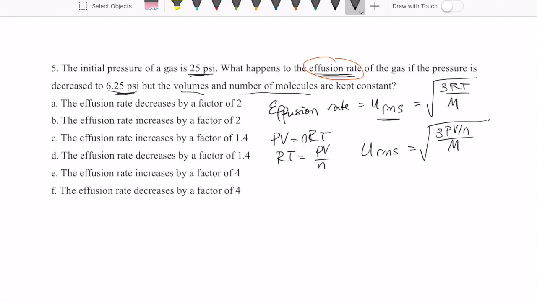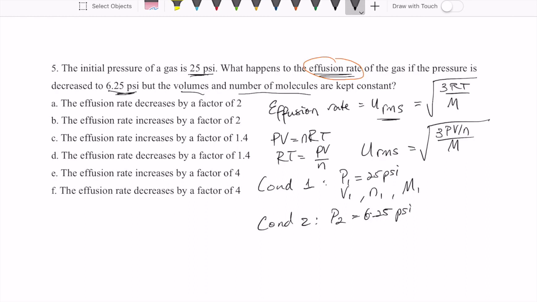Well, this is one of those situations where there are two conditions. Condition 1, we have pressure 1, which of course is our 25 psi, and then we have volume 1. We don't know what that is, but we can just call it V1, then n1, number of moles 1, and M1, which is the molar mass in condition 1. And then we have condition 2, where we have P2, which now is 6.25 psi. If you look at that number carefully and compare it to the 25, it's actually just a quarter of P1. A quarter of 25 is 6.25.